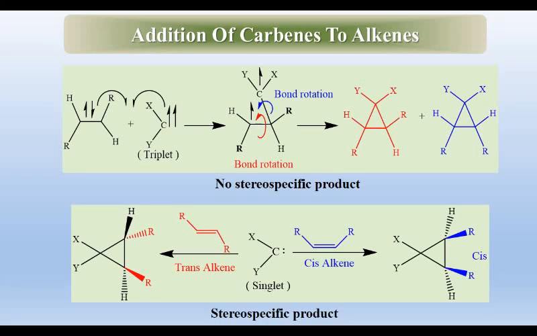While singlet carbene produces a stereospecific product. If singlet carbene reacts with a trans-alkene, the product is trans. Here, two R groups are opposite to each other. And if singlet carbene reacts with a cis-alkene, the product is cis. Thus, in the addition reactions of carbene to alkene, triplet produces a non-stereospecific product, while the singlet produces a stereospecific product.